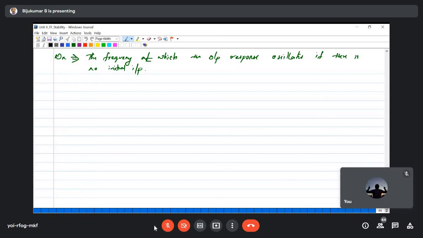If zeta is greater than 1, poles are distinct and real. There is no imaginary part, and that kind of system is called an overdamped system. If zeta equal to 0, poles are purely imaginary, and that kind of system is called an undamped system, right? And what is zeta? Zeta means damping ratio. It indicates the amount of damping put in the system, right? And omega n is the frequency at which the system response oscillates if there is an initial perturbation as input.